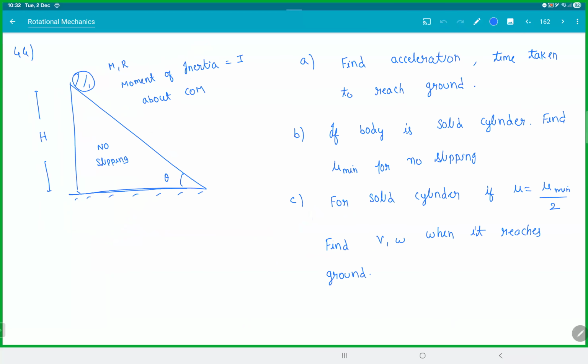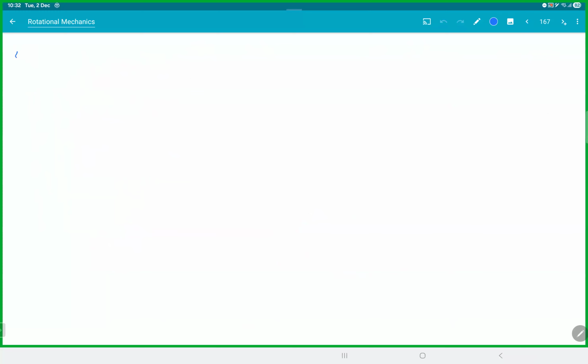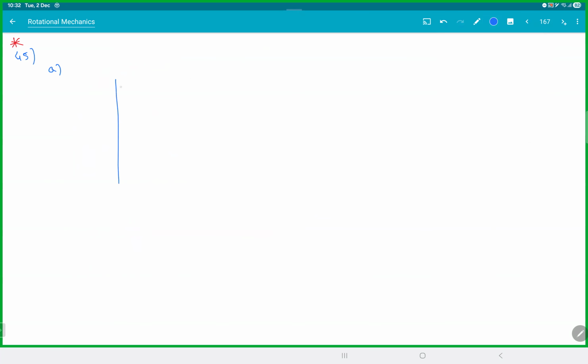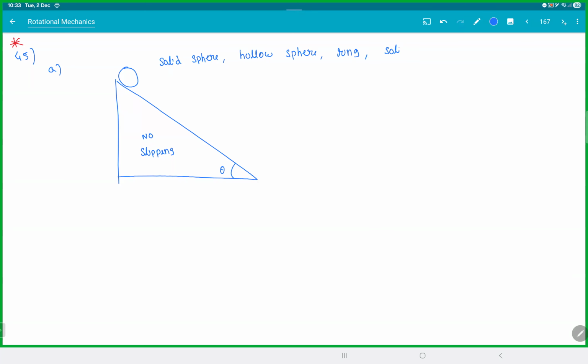So using this is the actual JEE Mains question. Tell me what is the answer for this. We have an incline theta. There is no slipping. So here we have a solid sphere, a hollow sphere, a ring, and a solid cylinder, or a disc maybe, same thing. Who will reach first?